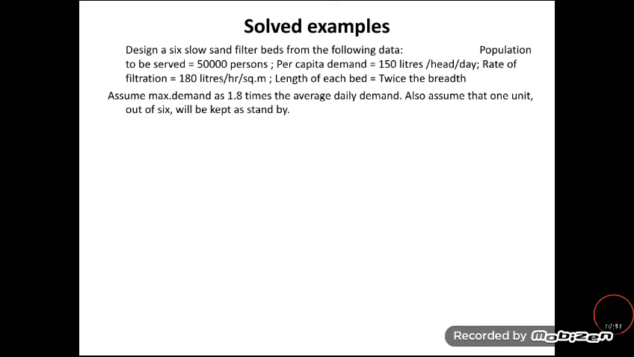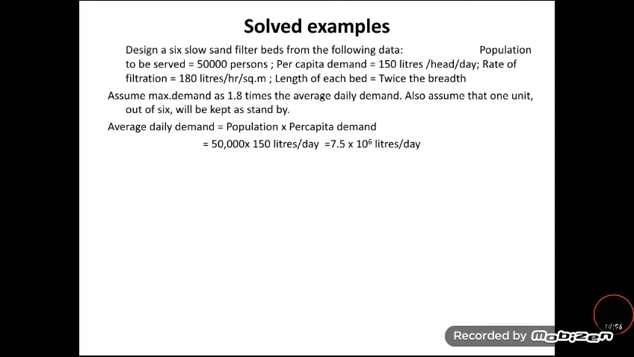Here the assumption is that the maximum demand can be taken as 1.8 times the average daily demand. Also assume that 1 unit out of 6 will be kept as standby. So the average daily demand can be calculated by multiplying the per capita demand with the population. Here the population is given as 50,000 and it is multiplied by the per capita demand of 150 liter per day per person. So we can get the value in terms of liter per day.